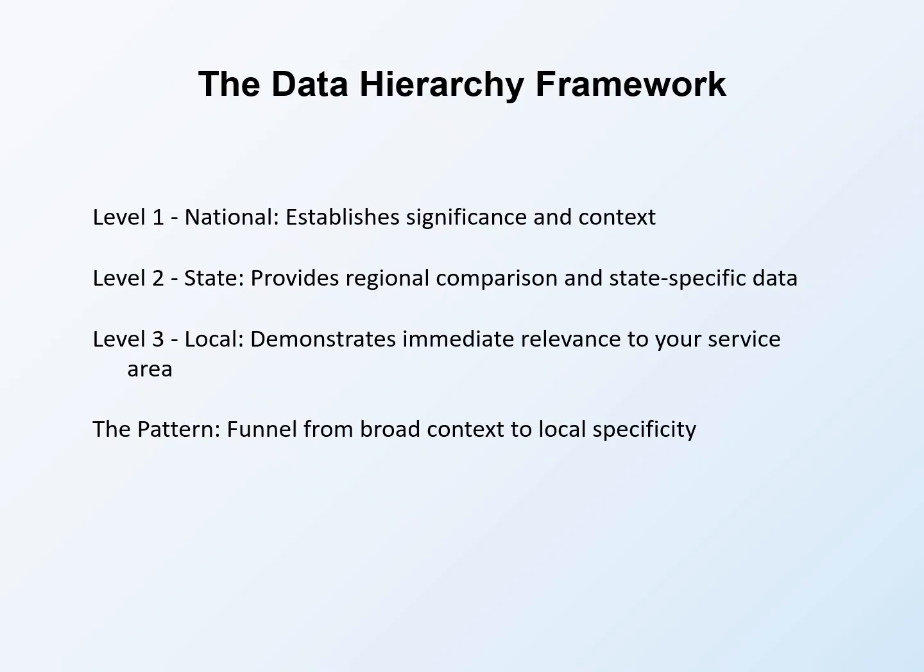Level 2 uses state data to provide regional comparison. State-level statistics show how your region compares to national averages and may reveal state-specific factors affecting the problem. Level 3 uses local data to demonstrate immediate relevance to your service area. This is where you prove that the problem exists in the specific community where you propose to intervene. The pattern funnels from broad context to local specificity. You establish that a problem matters nationally, show how it manifests in your state, then prove it affects the community you serve. This structure builds a compelling case while demonstrating thorough research.